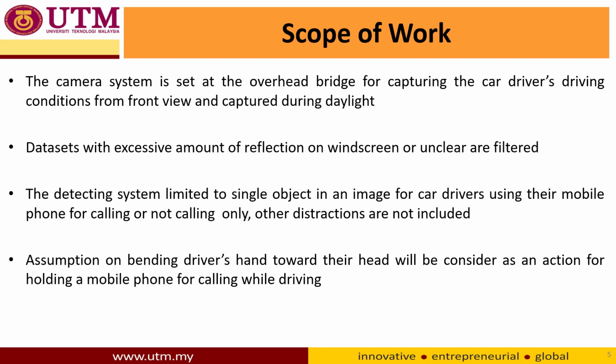The scope of our work is that the camera is set on an overhead bridge, capturing the driver's driving condition from a front view during daylight, and the data set, which includes a lot of reflection on the windscreen, is removed. We are trying to detect a single object in the car image, that is the driver using their mobile phone, and we are not considering other distractions. We also assume that the bending of the driver's hand towards their head is considered as an action of holding a mobile phone, as detecting the mobile phone itself from a far distance is fairly difficult.